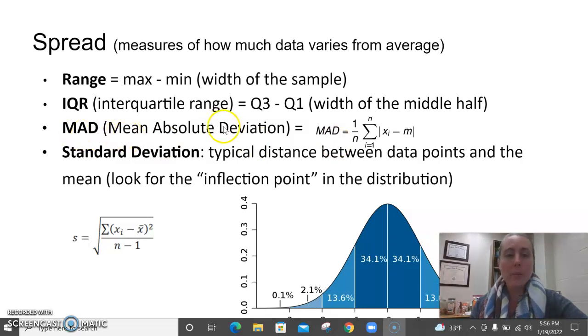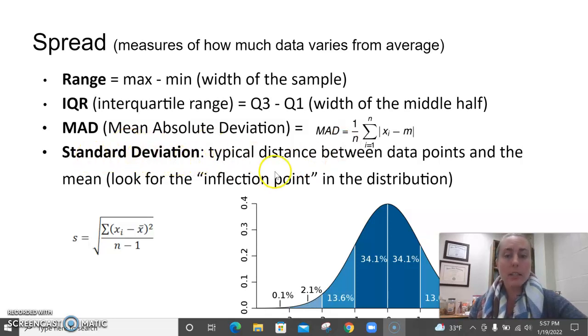MAD stands for mean absolute deviation, and this is the formula for MAD. You're going to take each x value, each data point, subtract the mean. So m is another variable that represents the mean. Each value minus the mean, add them all up. This is the summation symbol again. Oh, I'm sorry, I forgot the absolute value symbols. Take each value, subtract the mean, take the absolute value of each of those, and then add them up, and then divide by the number of numbers, or multiply by 1 over n.